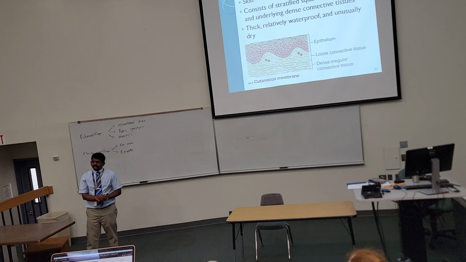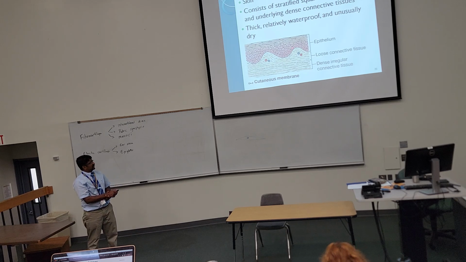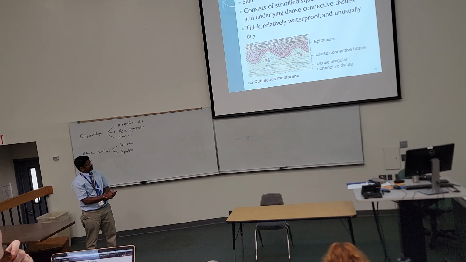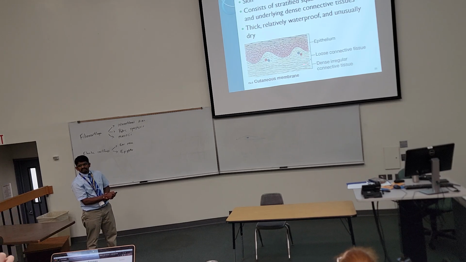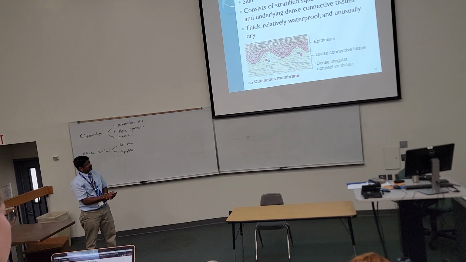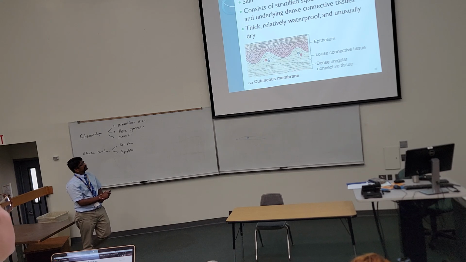Cutaneous membrane, that's our stratified squamous epithelium in our epidermis. And then, what's the top layer of the dermis called? Papillary layer of dermis. Which connective tissue is in there? Areolar connective tissue here, and then dense irregular connective tissue in our reticular layer of dermis.